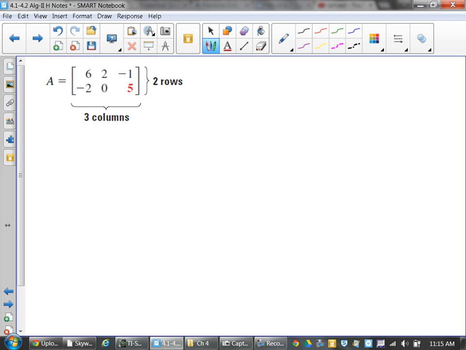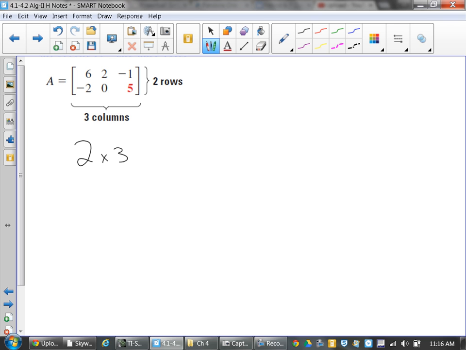When you're working with matrices, a lot of times you're talking about their dimensions. They have rows and they have columns. This one has 2 rows and 3 columns, so you would call it a 2 by 3 matrix. That's the way that they write it out. Rows go first, and then columns.